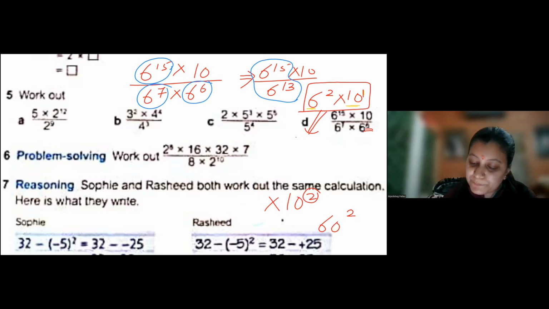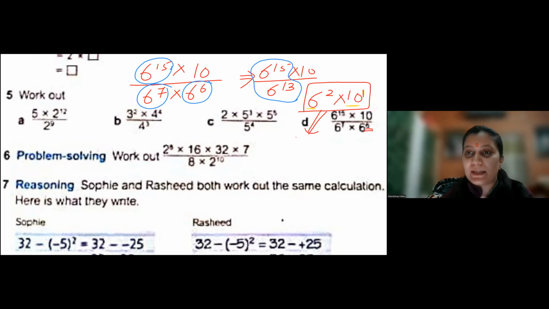Just remember that either the powers should be the same or the bases should be the same. In this case, neither of them is the same. Bases are different, 6 and 10. Powers are different, 2 and 1. In such a case, where both bases and powers are different, we will just expand the calculation and simplify it this way. 6 square will become 6 into 6 multiplied by 10. We'll find the product simply.